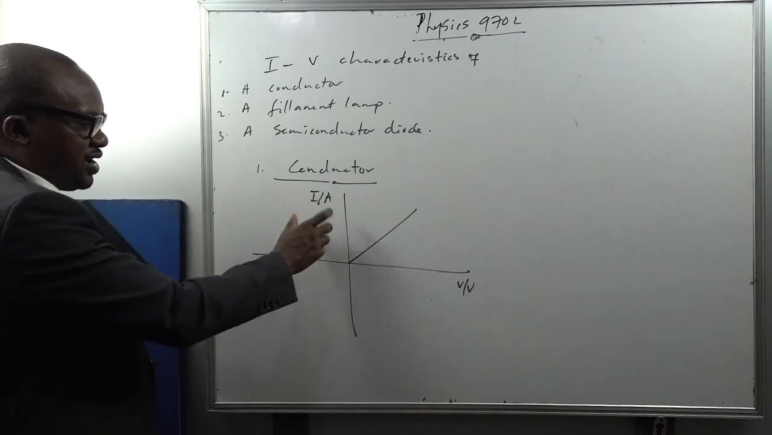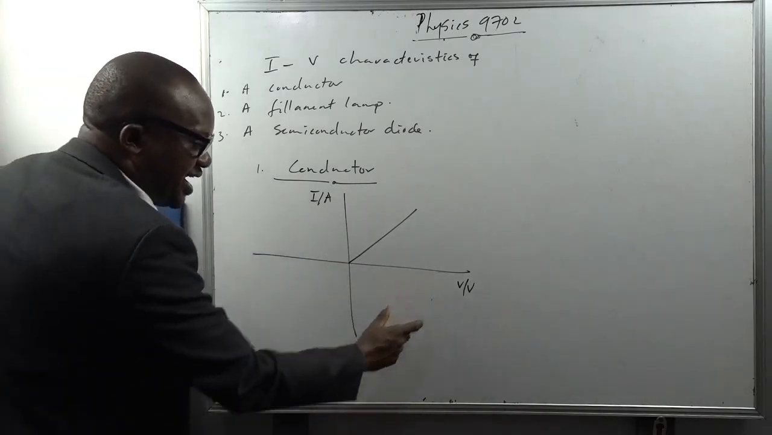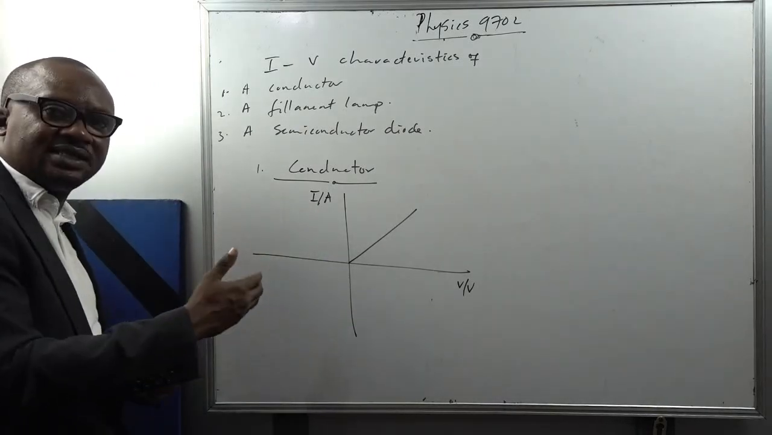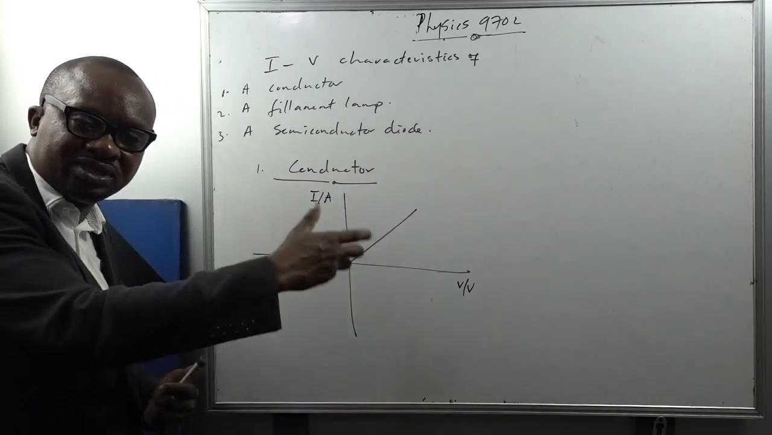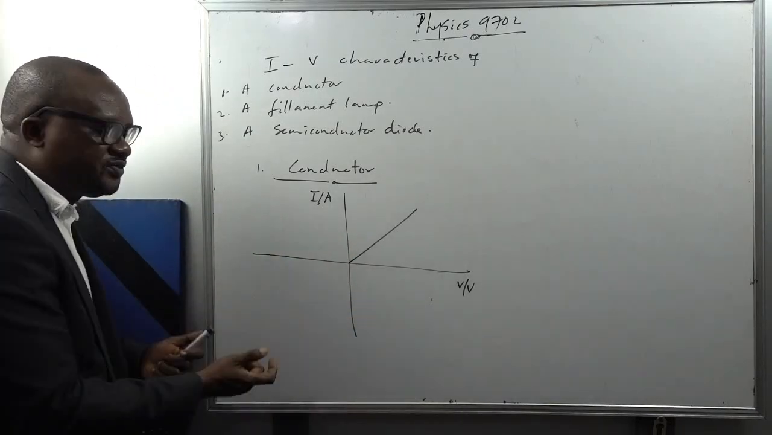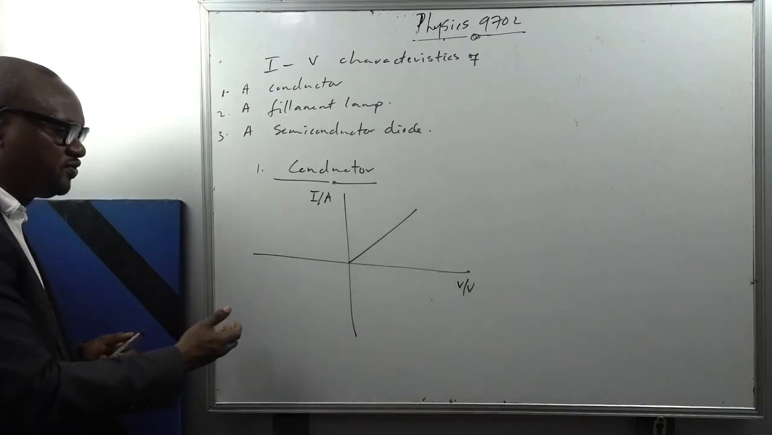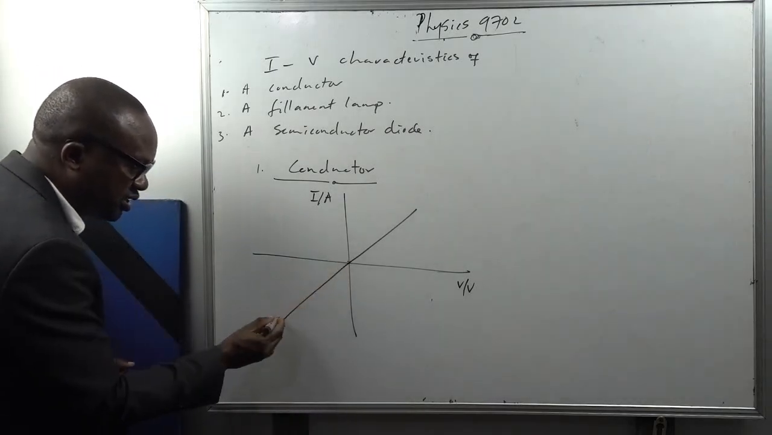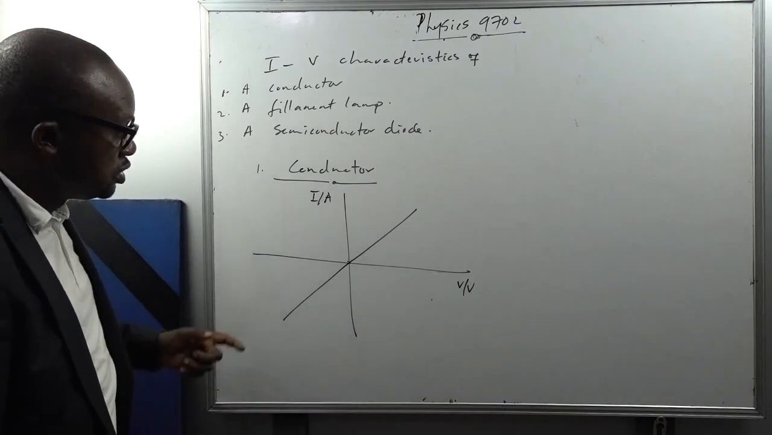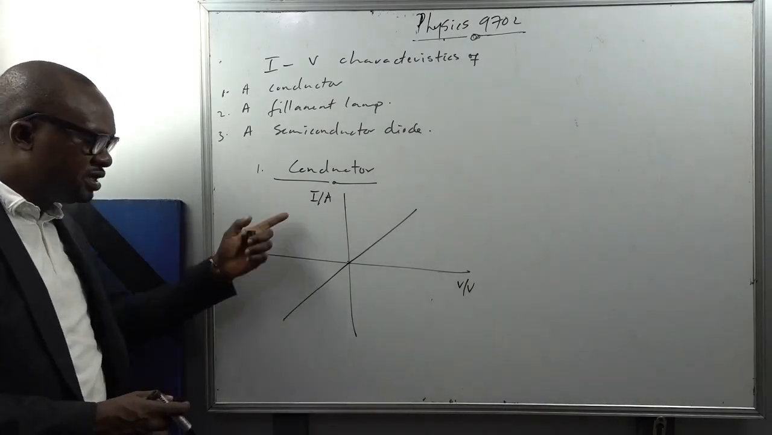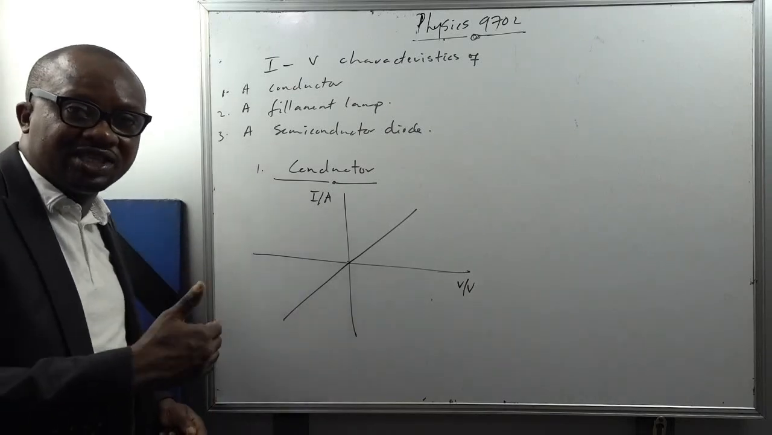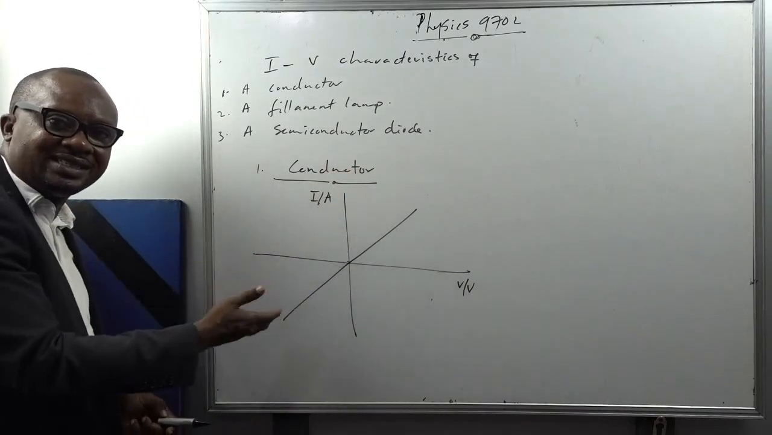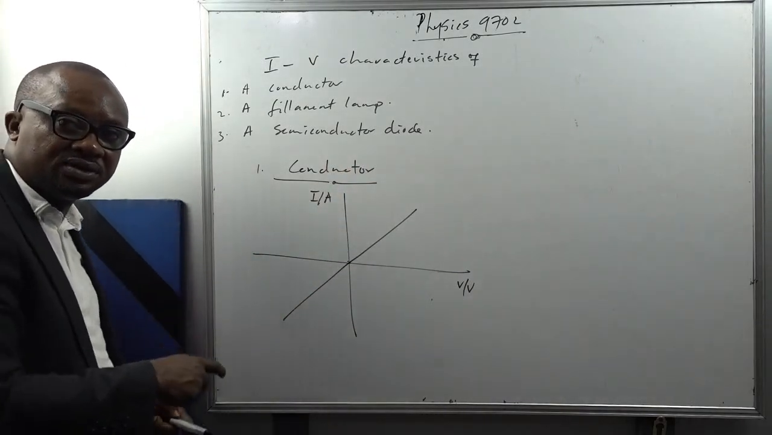So if the potential difference is applied in the forward bias, the current flowing in the conductor increases directly proportionally to the potential difference. If the potential difference is reversed, the current will then flow in the opposite direction. In the same way, the current is still directly proportional to the potential difference. So we can say that in a conductor, the current changes linearly with potential difference in the forward direction as well as in the reverse or backward direction.